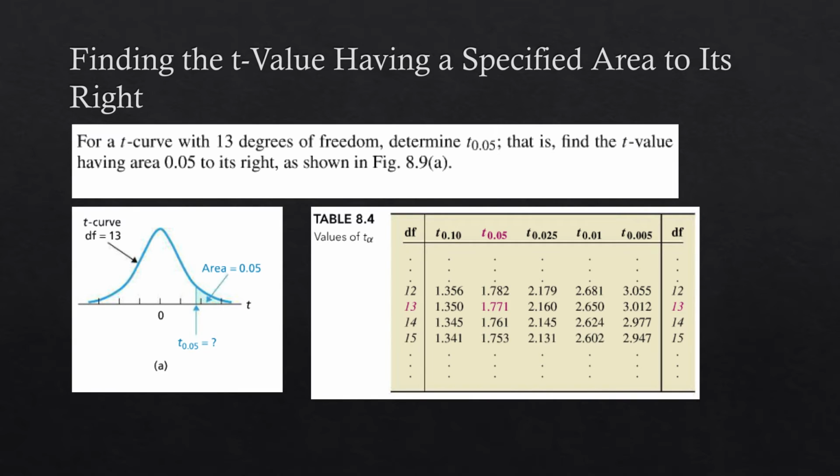So let's look at this. For a t-curve with 13 degrees of freedom, determine t sub 0.05, that is, find the t-value having an area of 0.05 to its right. Now, if you remember, back earlier in the semester, we had z sub alpha, and we said alpha was the area to the right. And so we had to subtract alpha from 1 so that we could get the area to the left when we got ready to flip to the back of the book and look at table 2. We had to use that area to the left because all the values in table 2 for the z-scores were to the left. Well, that's not the same thing here with the t.